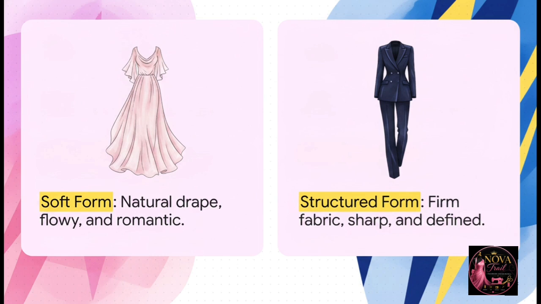There's zero stiffness there. On the flip side, we have structured form. This relies on firm fabrics, heavy linings or interfacing to create a very defined, rigid shape. Think of that tailored blazer again. It's sharp, bold, totally professional. You could take the exact same basic design, and it will give off an entirely different vibe depending on whether you execute it as a soft form or a structured form.